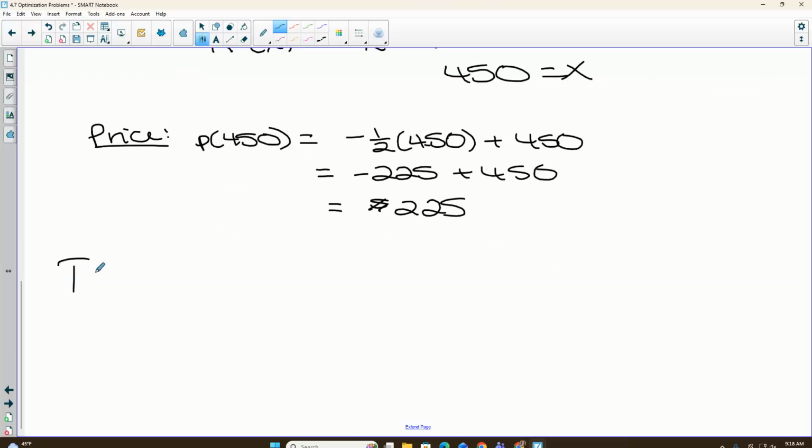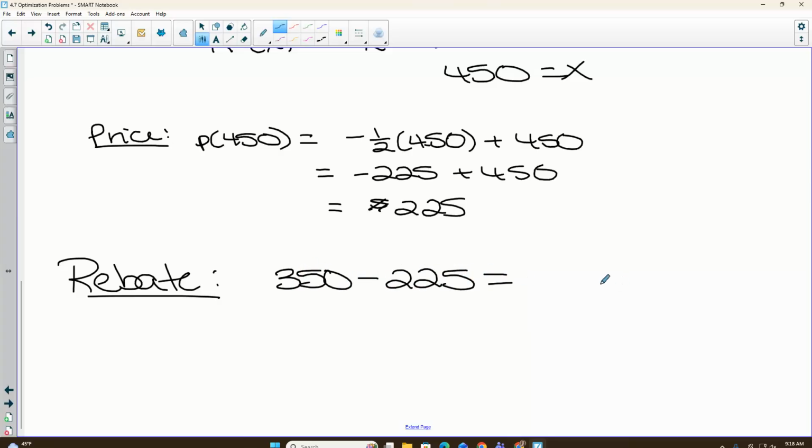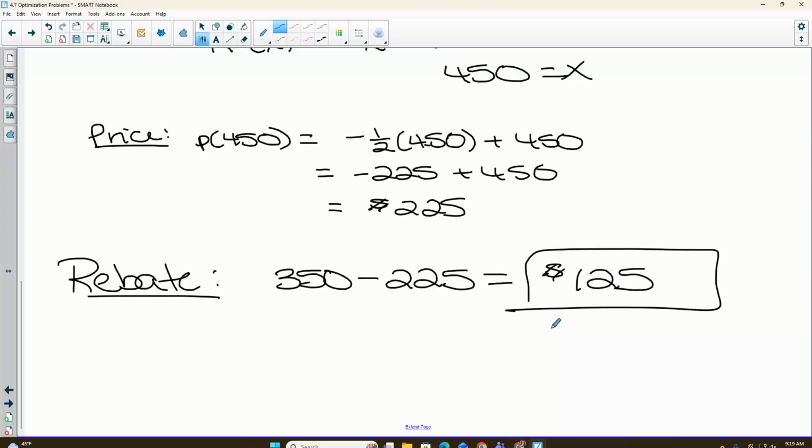Okay, but I didn't ask you what the price was, I asked you what the rebate was. The rebate is the amount we dropped the price. What was our original price when we started this? $350, and we're now only charging $225. So if we subtract those, we get, there was a $125 rebate. That would maximize our revenue, the amount of money we bring in.